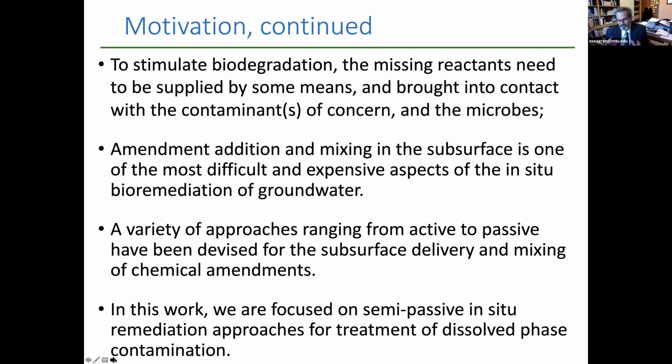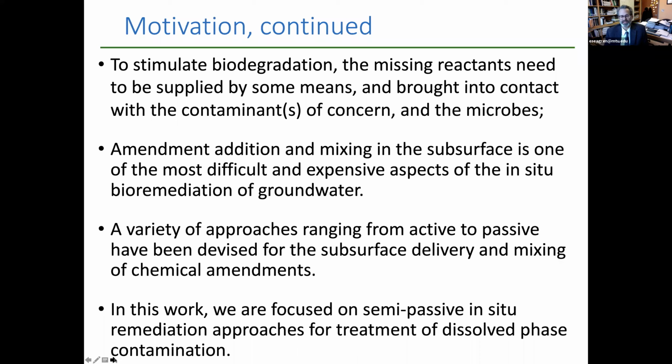So this is really the challenge, right? How are we going to get these missing reactants like oxygen in? We have to somehow get them into the subsurface and bring them into contact, in the case of bioremediation, with the microbes that are mediating the reactions of interest. And this is really one of the most challenging aspects of in situ remediation: how do we get those materials into the subsurface and mixed with the contaminant and the microbes in the right locations.